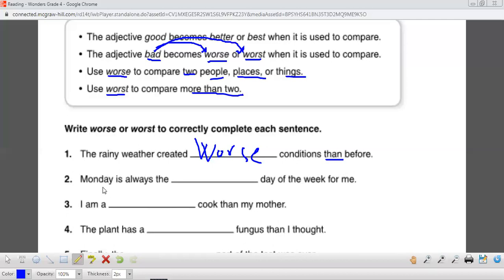Monday is always the day of the week for me. So I'm comparing Monday to the days of the week. So I have more than one day in the week. I'm comparing Monday to many days in the week. So in this case, I'm comparing more than two, and I will be using worst. Additionally, I have the before it. So Monday is the worst day of the week for me.